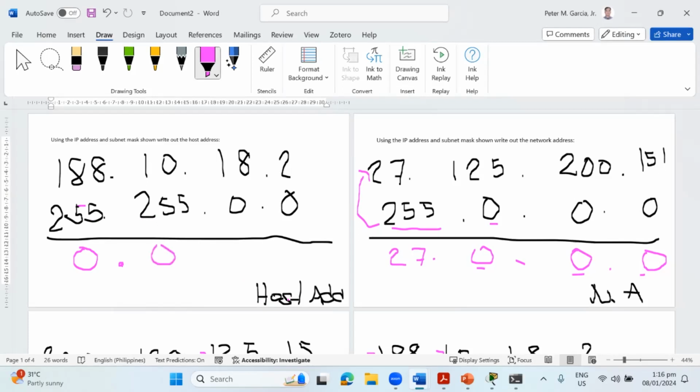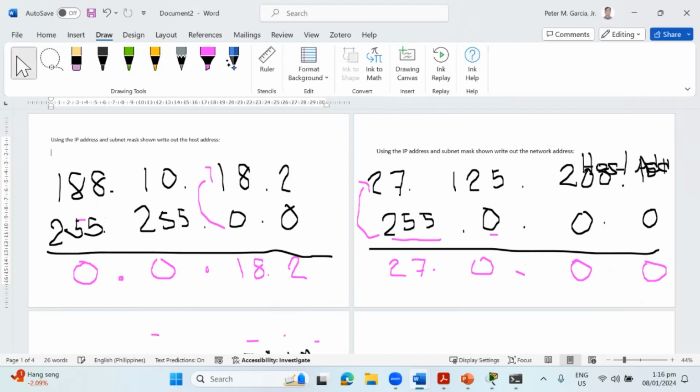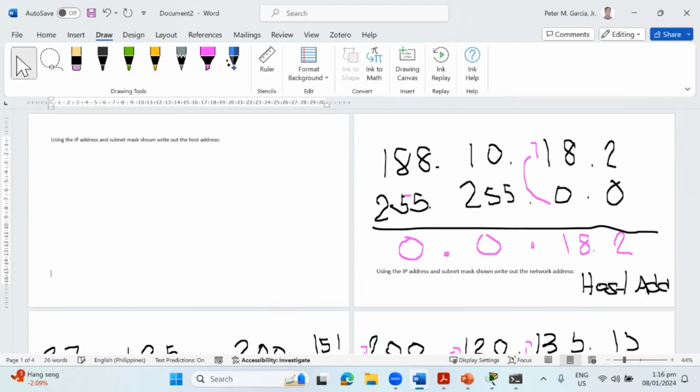Ngayon naman, kapag hinahanap natin host address, kapag 0 naman ang subnet mask mo, just simply copy the value above. So, opposite lang. Pag sa network address, kapag 0, 0 agad. Pag sa host address naman, kapag 255, 0 naman agad. Okay, so opposite lang. Magkabaliktad lang yung content natin. Okay?